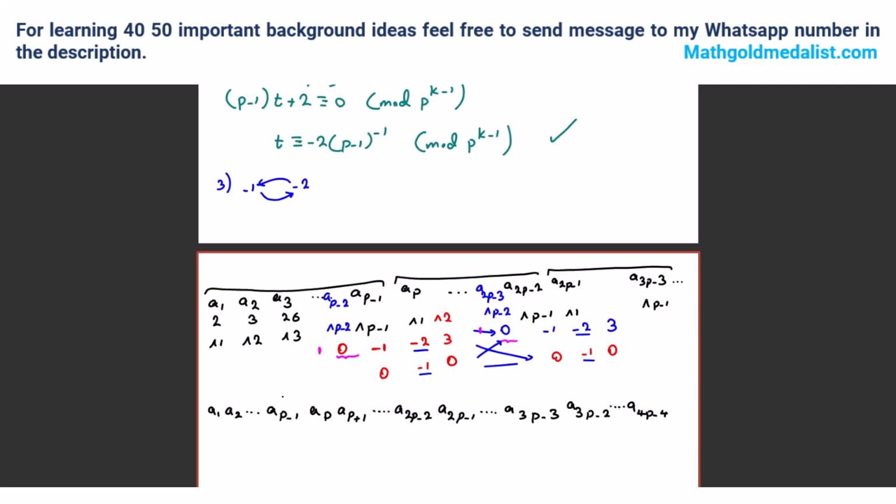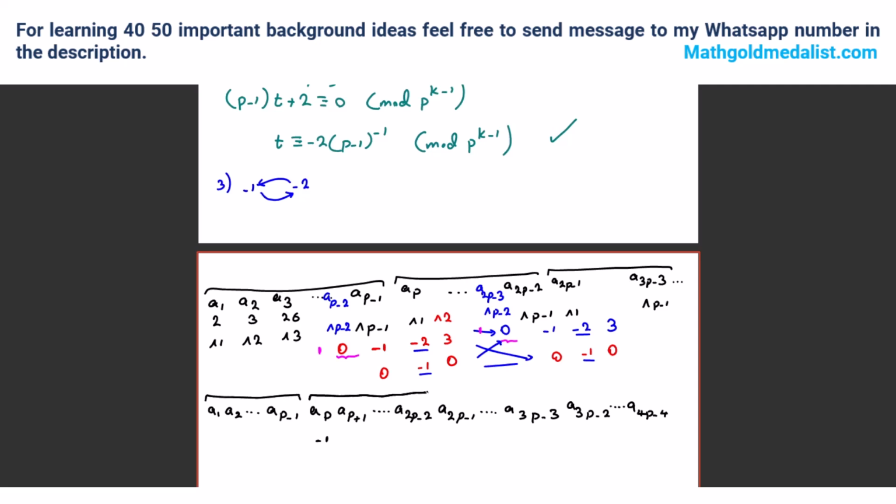Okay, for this part, negative 1 goes to 2, without loss of generality. Suppose, for example, here we have negative 1. Sorry. For this one, negative 1. And this part, negative 1 goes to negative 2. So this length.